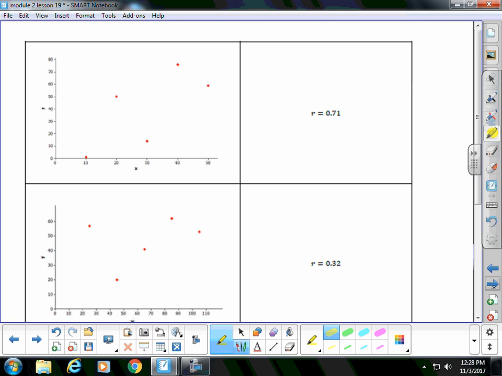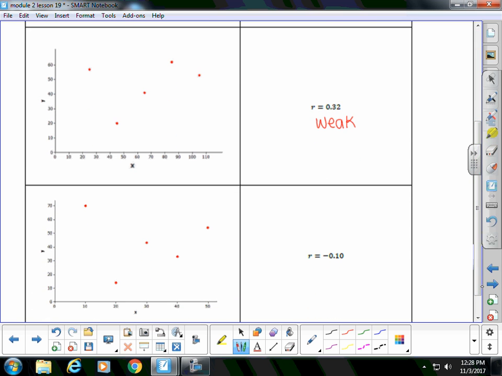Okay, here's some more. This one, the correlation coefficient, comes out to 0.7. This would be considered a strong relationship. So this one's strong. This one, however, is 0.3. This one's considered to be a weak relationship. 0.3 is.